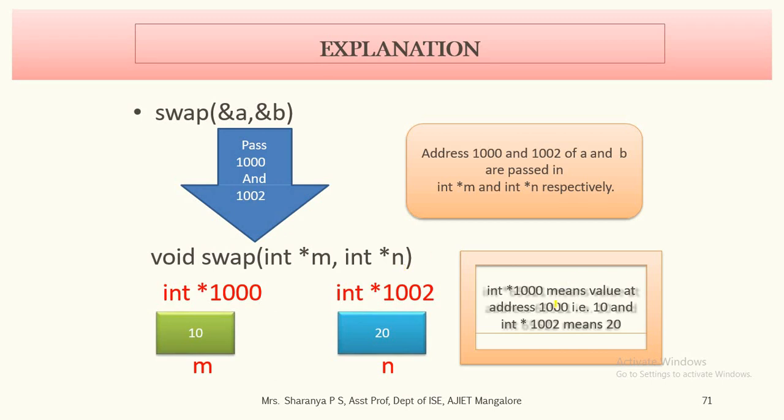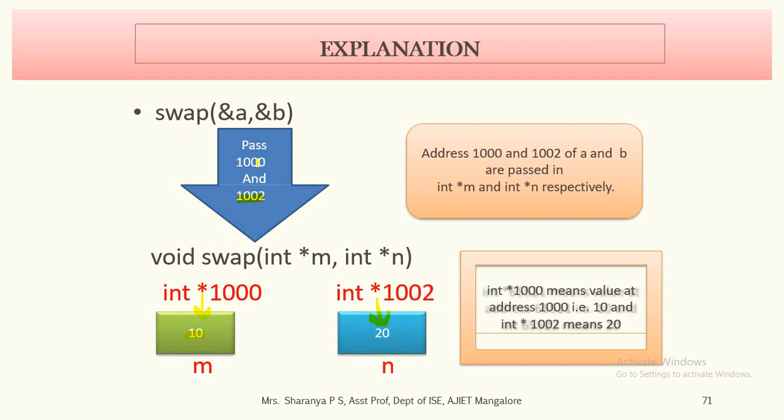So what does it mean? Star m means the value present in that 1000 location. That is nothing but what value is present in 1000? That is 10. In the same way, integer star n. n actually contains the address, because when we call swap with the address of A and B, it is nothing but swap 1000 comma 1002.